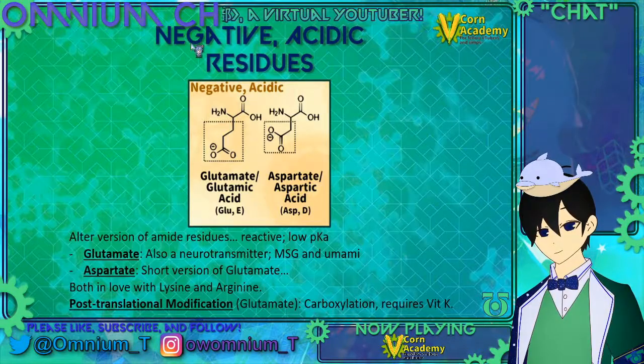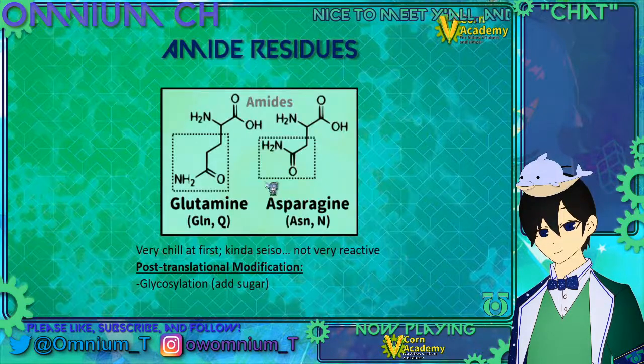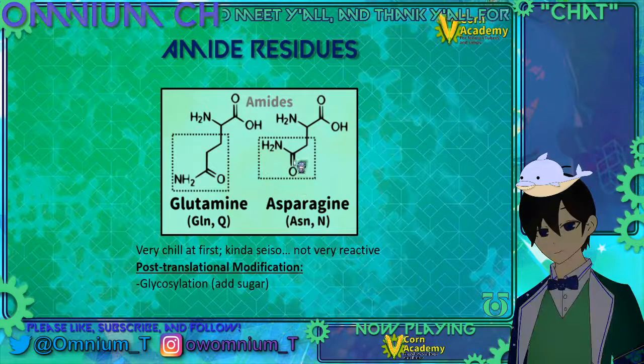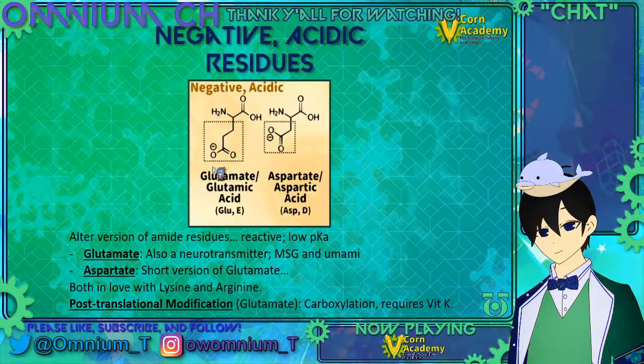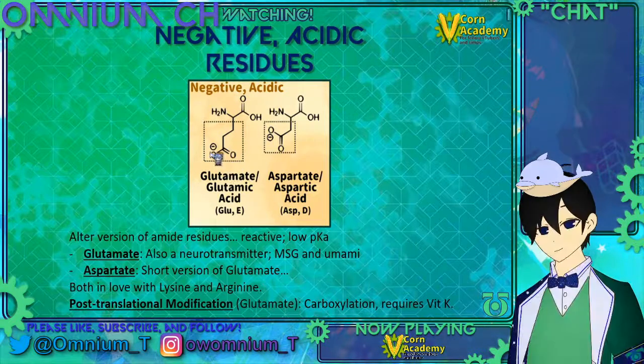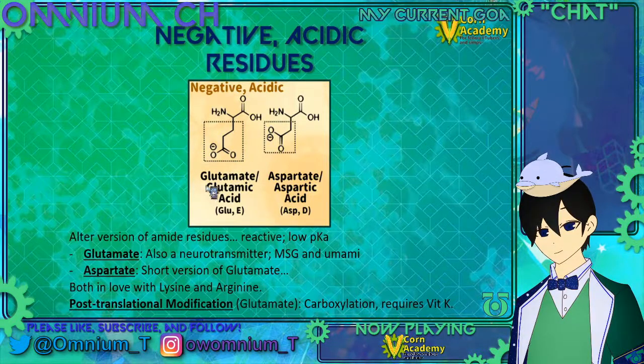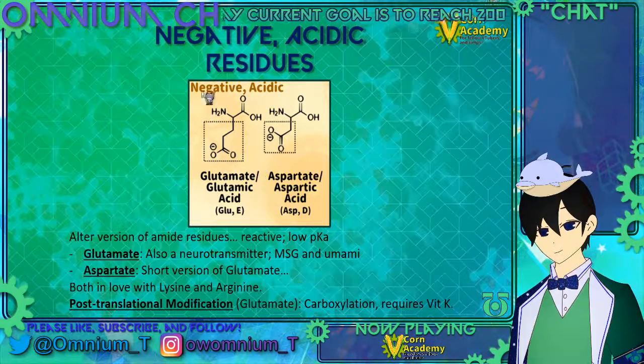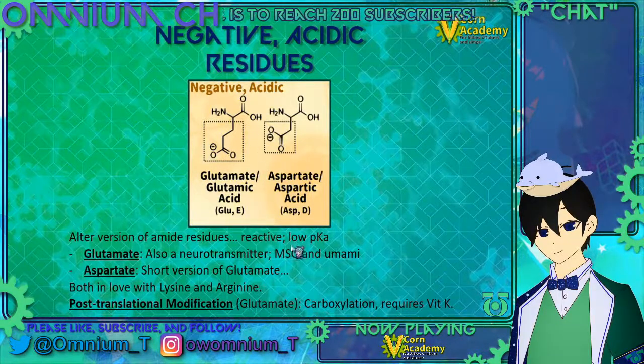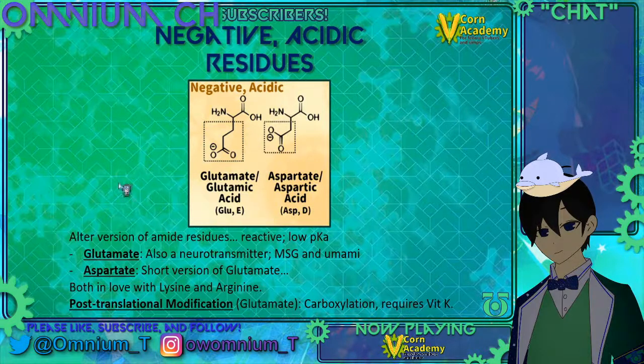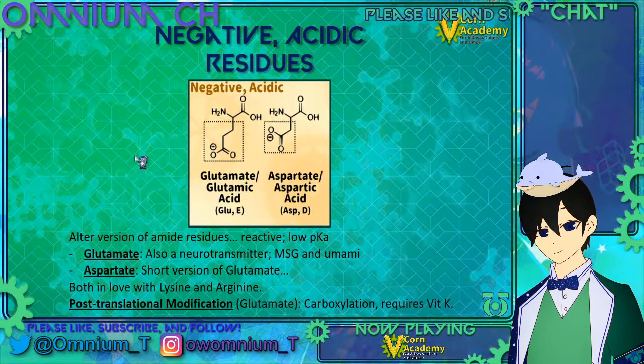Okay, and then negative acidic residues. So, wait, let's go back. If you modify this to become a carboxylic acid or a carboxylate ion, you can form glutamate or glutamic acid, and aspartate and aspartic acid. So these guys are the alternate version of the amide residues. These guys are reactive, with low pKa. Of course, they're acidic. They're negative in their ionized form.